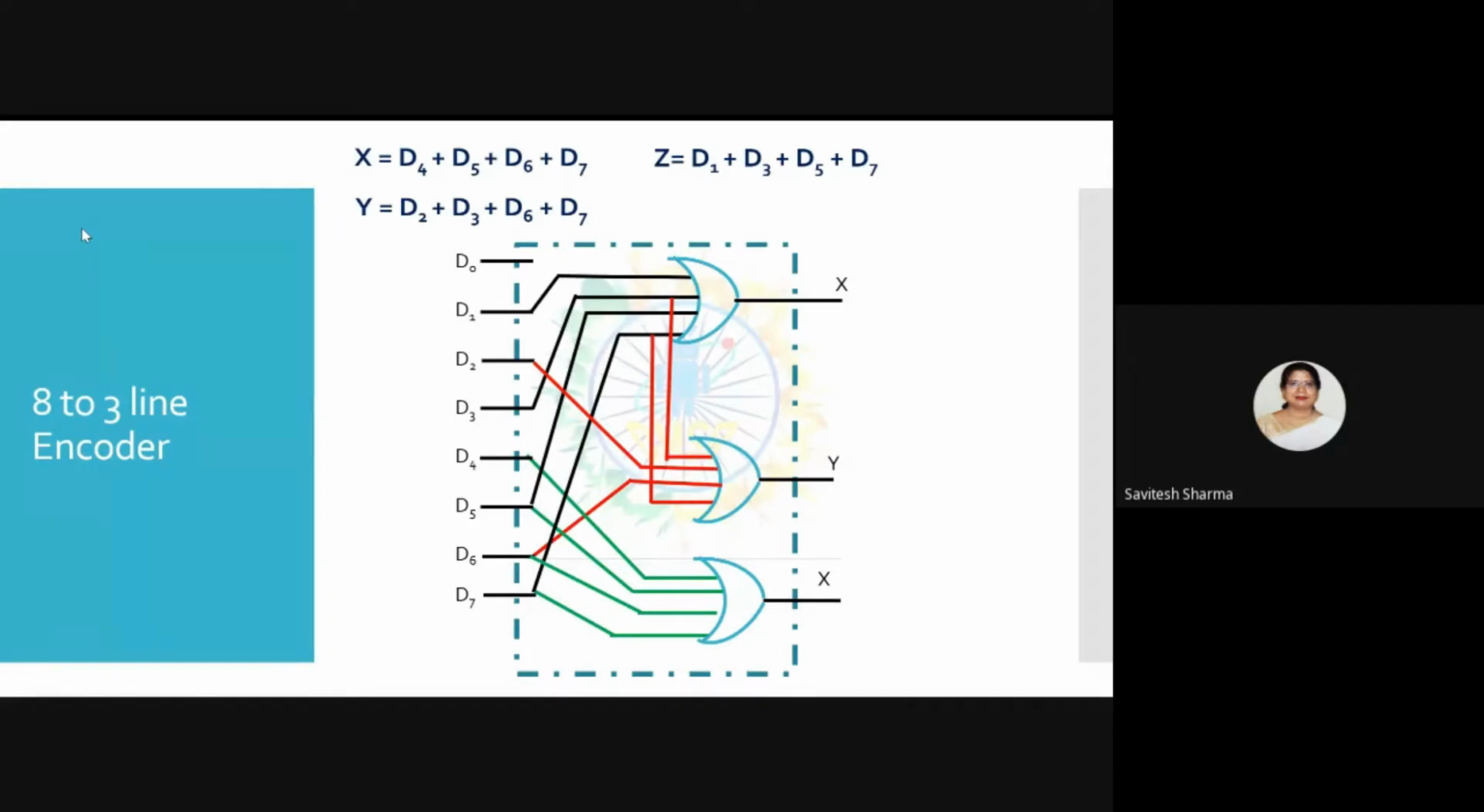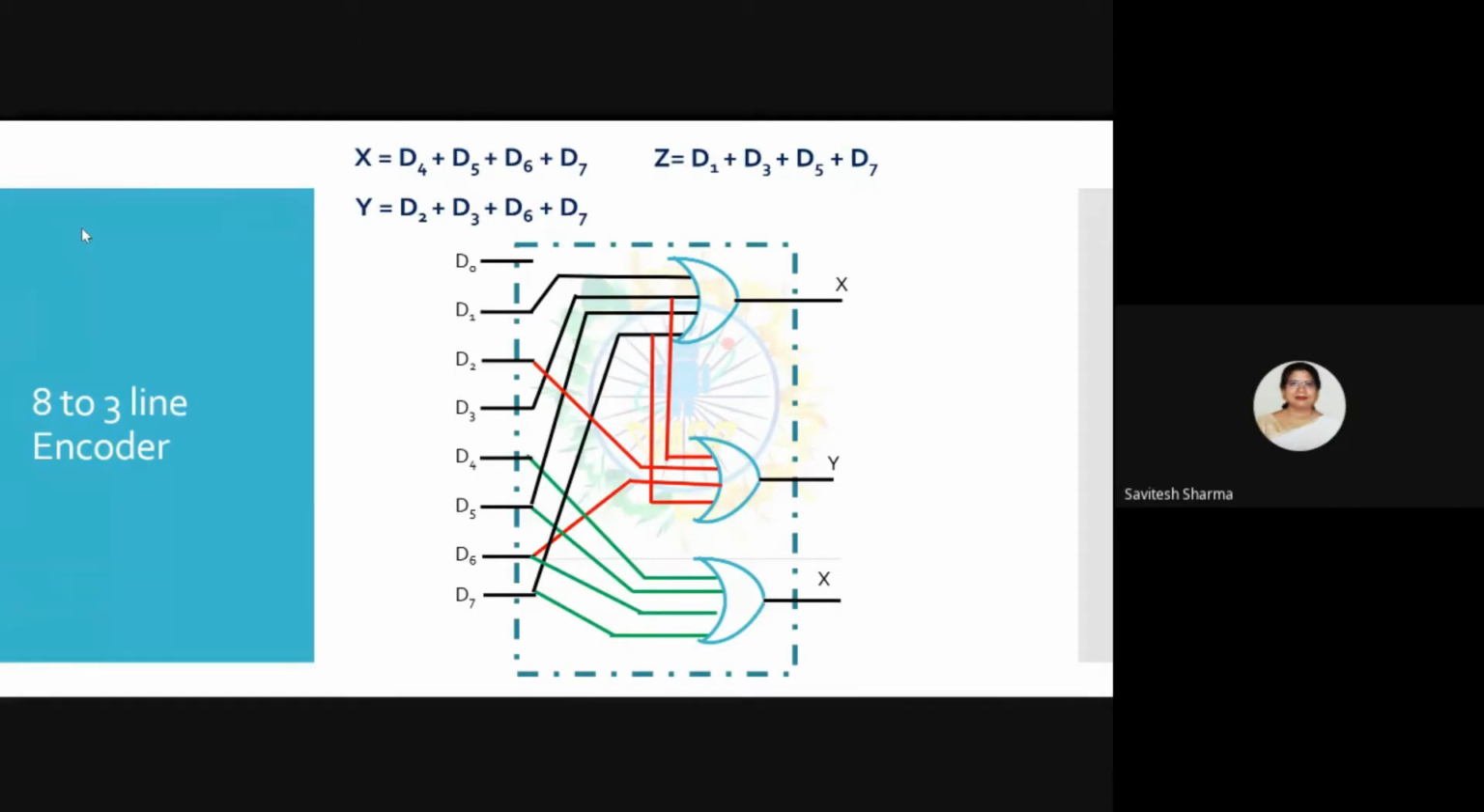One example I took yesterday was the 8 to 3 line encoder. This is the logic circuit we derived for the 8 to 3 line encoder. You see here, in the expressions for x, y, z, each expression has 4 terms, so I am using a 4 input OR gate here.